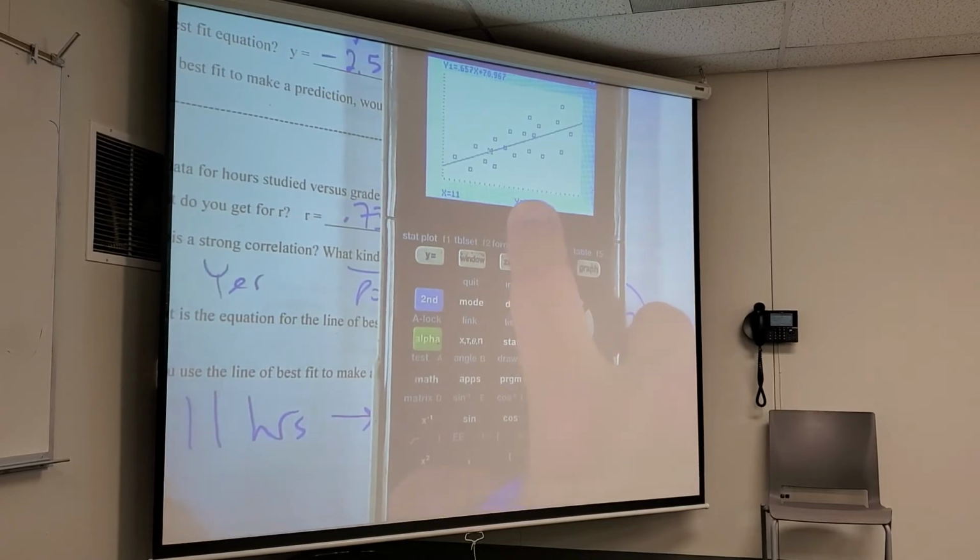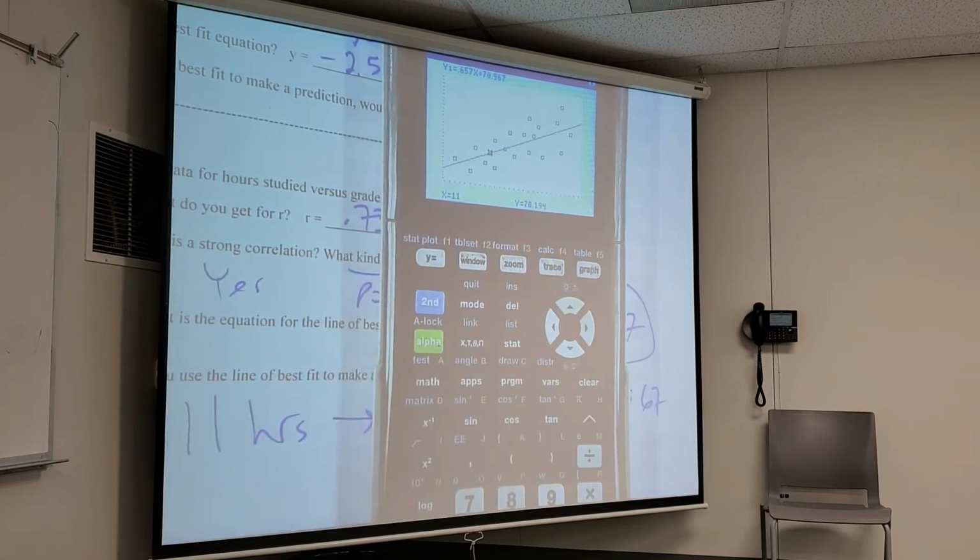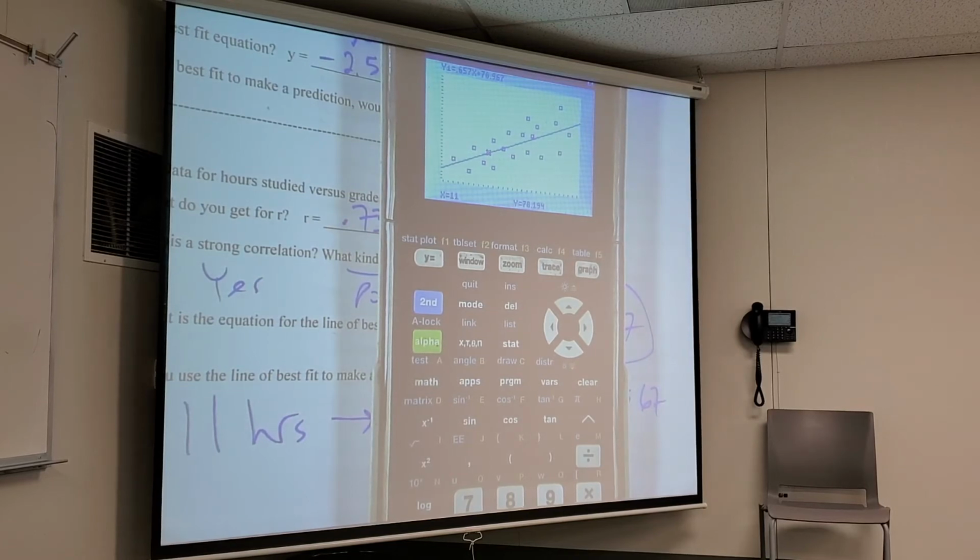You don't have to do it. I just did it. Oh, you could just plug the 11 in and get it the old-fashioned way, right? That's not bad, is it? Not yet. No, that's it.